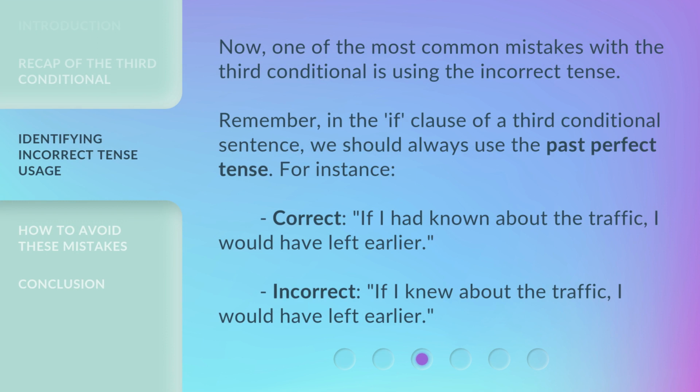Now, one of the most common mistakes with the third conditional is using the incorrect tense. Remember, in the if clause of a third conditional sentence, we should always use the past perfect tense. For instance, correct: if I had known about the traffic, I would have left earlier. Incorrect: if I knew about the traffic, I would have left earlier.